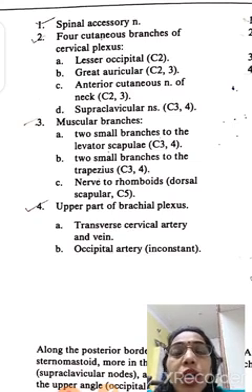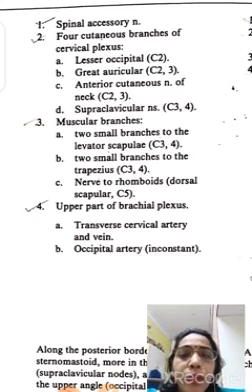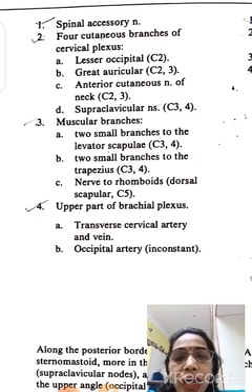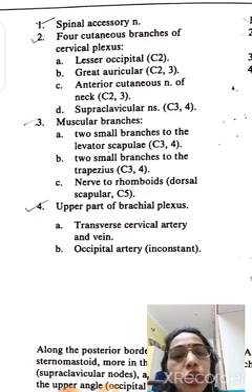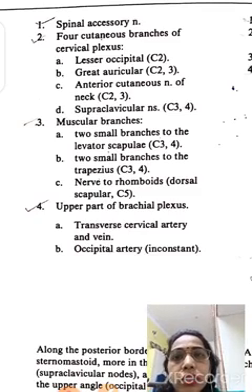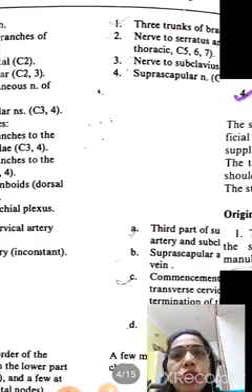Now the upper part of brachial plexus is also a content of the posterior triangle of neck. Under the vessels, the transverse cervical artery and vein and the occipital artery are also contents. These are the contents of the occipital part of the posterior triangle.